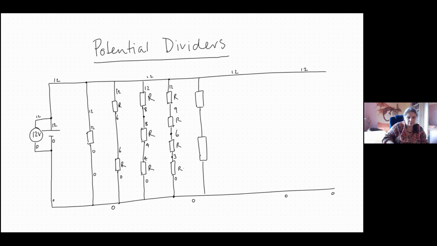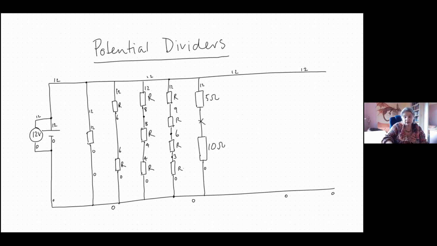Right, now I am going to say that this resistor here is 5 ohms, and this resistor here is 10 ohms. Now, the bottom one is still connected to the 0. The top one is still connected to the 12. Now, what I want to know is what is the potential at X again?